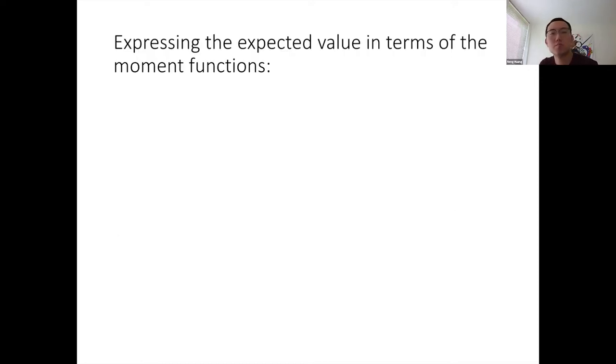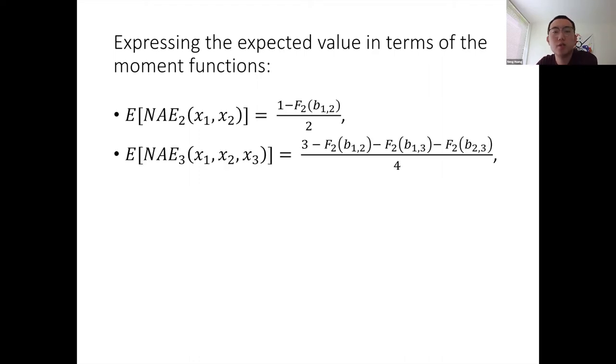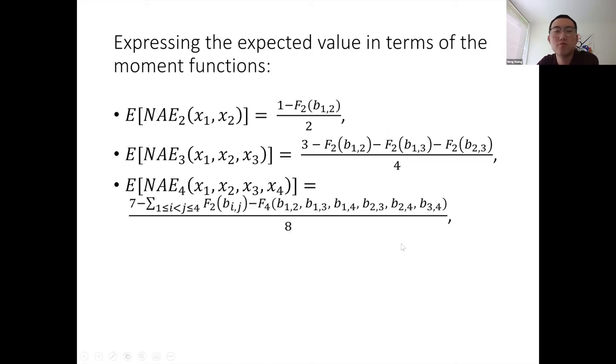So let's do this for the NAE predicates. For NAE2, it can be expressed as (1 minus f2 of b12) over 2. And for NAE3, it can be expressed as (3 minus f2 of b12 minus f2 of b13 minus f2 of b23) divided by 4. For NAE4, in addition to f2, we also have an expression involving f4. So f4, as you can see here, is a function with 6 inputs.